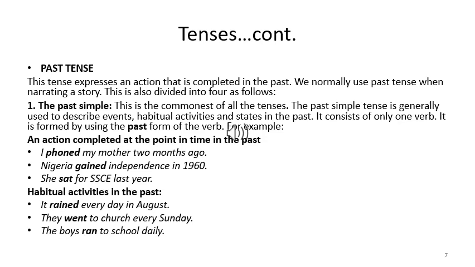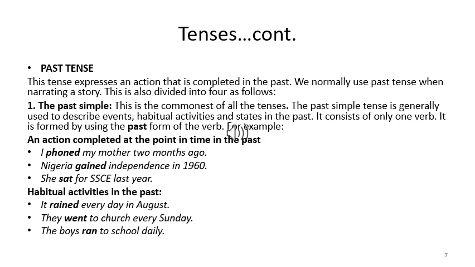This is the commonest of all the tenses, and the past simple tense is generally used to describe events, habitual activities, and states in the past. So this is done. It consists only of one verb, and it is formed by using the past form of the verb. So it's very simple. Just take the verb, turn it into the past form, and you have your past simple tense. So what do we have here? An action completed at a point in time in the past.